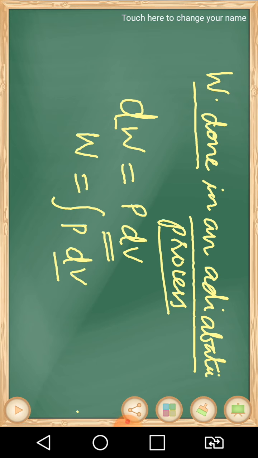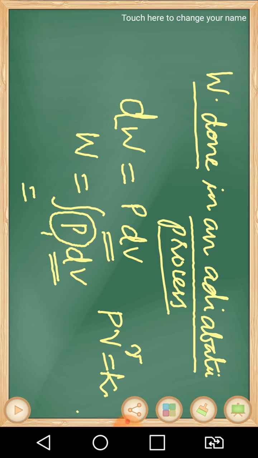ഇവിടെ integrate ചെയ്യുന്ന element എന്ന് പറയുന്നത് dV ആണ്. So here P only. So we have to substitute the relation connecting P and V. So we know in the case of adiabatic process, PV raised to gamma is a constant. Let the constant be K. ഇവിടെ P V ആയിട്ടുള്ള relation ഏതാണ്? K constant ആണ്. So here we can substitute K by V raised to gamma for P.